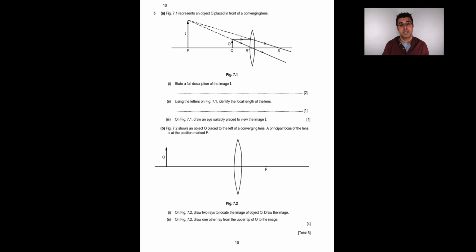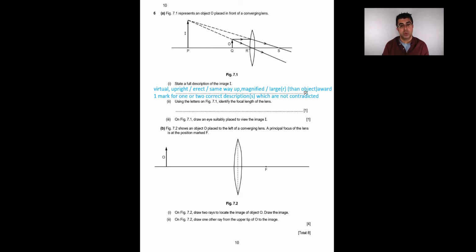Question number 6. Figure 7.1 represents an object O placed in front of a converging lens. State the full description of the image I. They want all of it. Virtual, upright, magnified. You needed at least 3 of them to get full marks. If you missed any one, you lost 1. If you missed 2, you lost 2. And if you contradicted any one of them, you lost a mark.